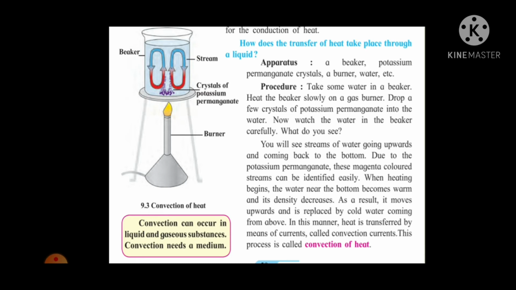These currents, which you can see in blue and red color, are convection currents. This process is called convection of heat. Convection can occur in liquid and gaseous substances. So there are two mediums here, gaseous and liquid. Convection needs a medium. Even convection needs a medium.